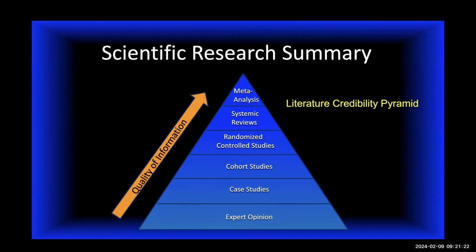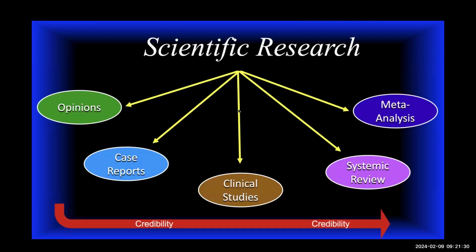However, a lot of decisions are made at the bottom on people's opinions that aren't really based on science. So if we look at the 5 classes of scientific research: opinions, case reports, clinical studies, systemic review, and meta-analysis, as we get closer to that apex of systemic review and meta-analysis, those are the studies that we use in science to come up with a conclusion, what we call statistically significant.